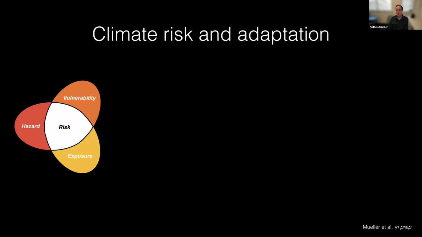For some of you, this graph may be super familiar, and to others, it may be somewhat new, but I'll just walk you through it. This is the IPCC perspective on climate risk, where the risk of a negative outcome is the intersection of the biophysical climate hazard, exposure to that hazard, and the vulnerability to that hazard.